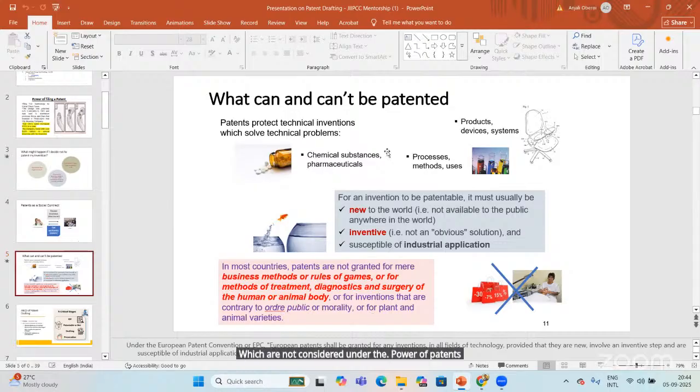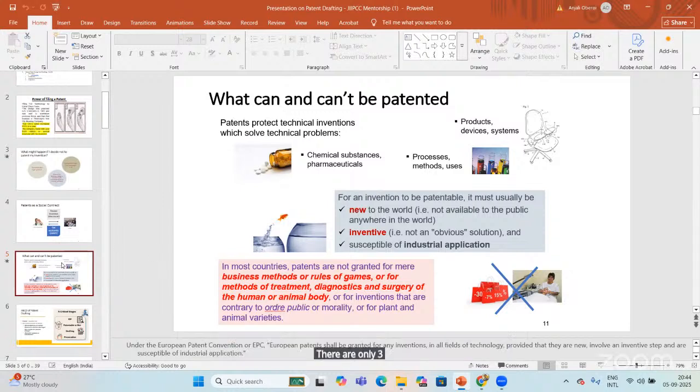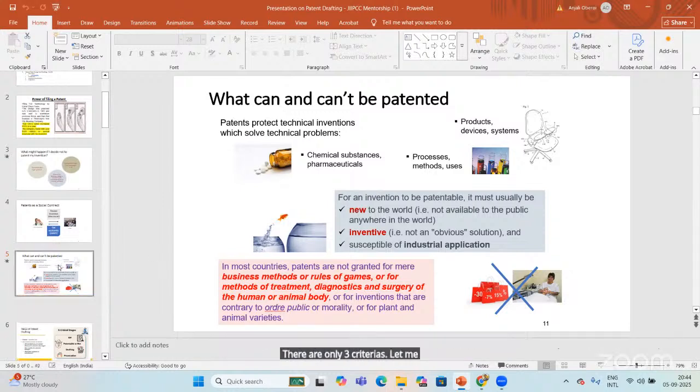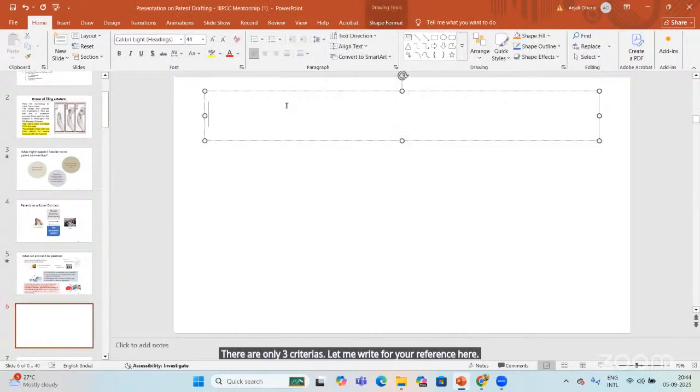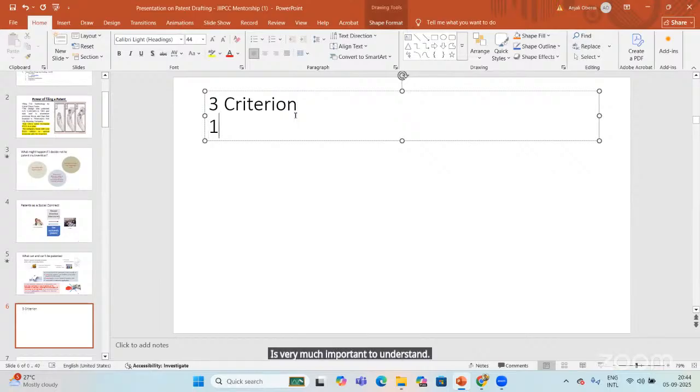For any idea which you feel is new, there are only three criteria. Let me write them for your reference here. There are only three criteria for getting a patent, but those criteria are very important to understand. The first one is new. Some people call it novel also.